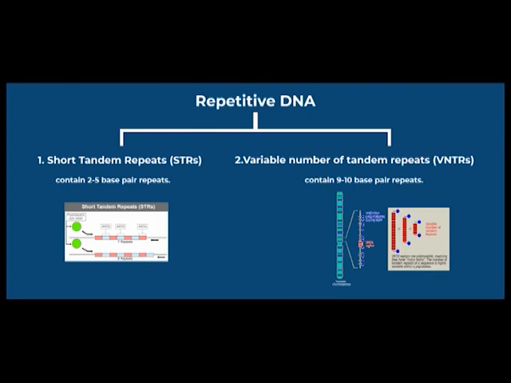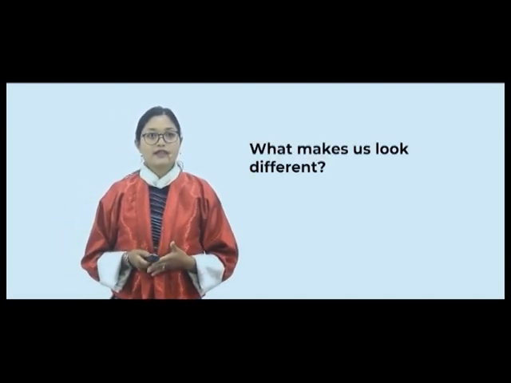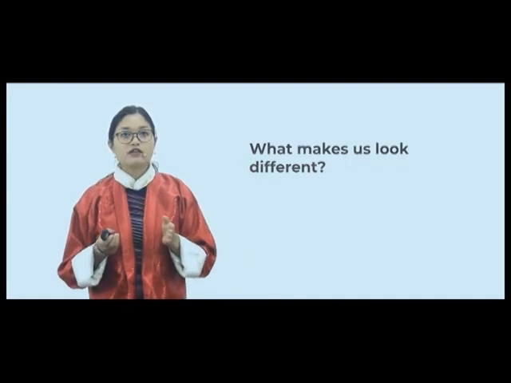Some can have 4, some can have more, some can have 80 in a person's genome, and it keeps on repeating. And next, we still have the question: what makes us look different? DNA fingerprinting involves identifying that tandem repeat in one individual. Only 0.1% of the total genome makes us unique.